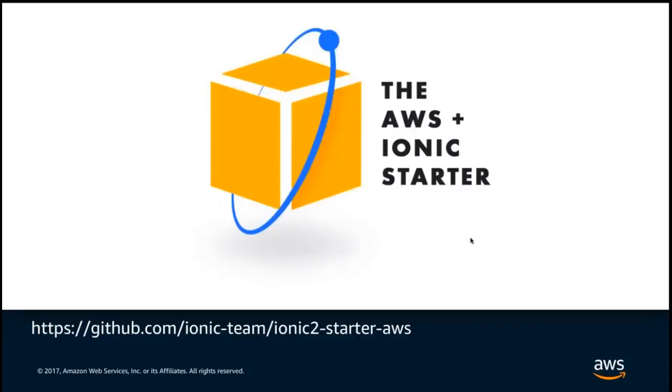The Ionic framework team also has a starter within their CLI that you can use. When you bootstrap a new Ionic app, you can give it an AWS parameter on the CLI command, and it will bootstrap a new AWS Mobile Hub project that you can then import into AWS Mobile Hub.